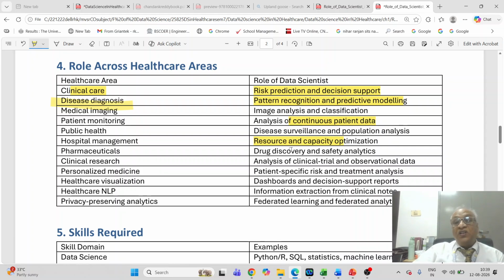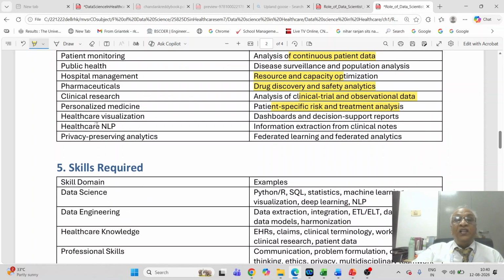If it is pharmaceuticals, speed up drug discovery and safety analytics. If it is clinical research, so he has to do analysis of clinical trial and observation data. If it is personalized medicine, so he has to give patient-specific risk and treatment analysis. If it is visualization, dashboards and a lot of decision support reports. If it is healthcare NLP, information extraction from clinical notes. If it is privacy preservation, so he has to apply federated learning and federated analytics.